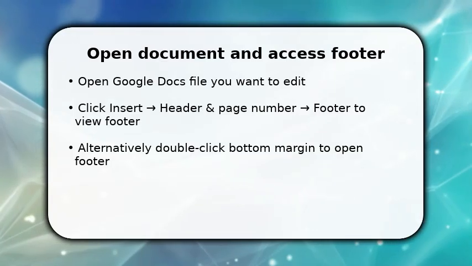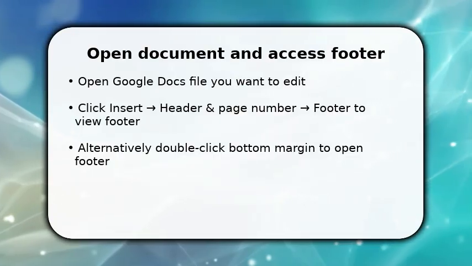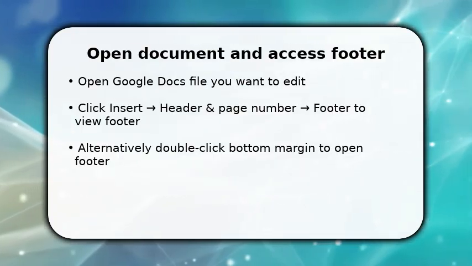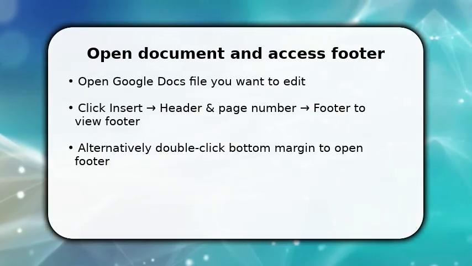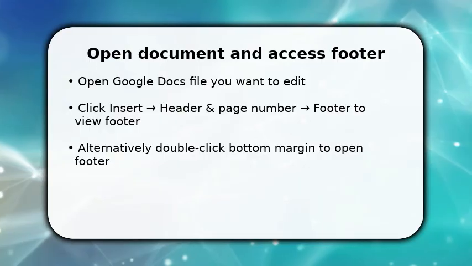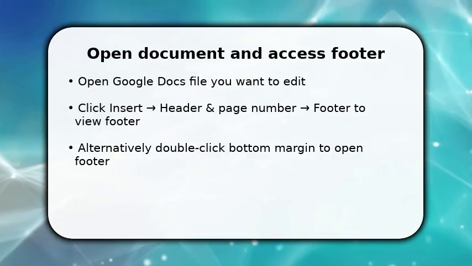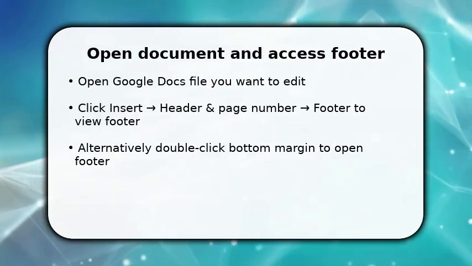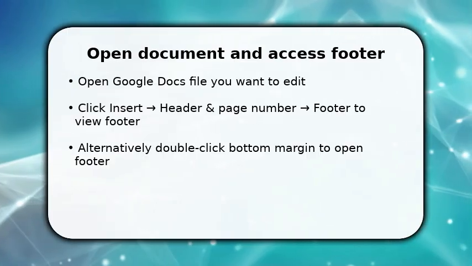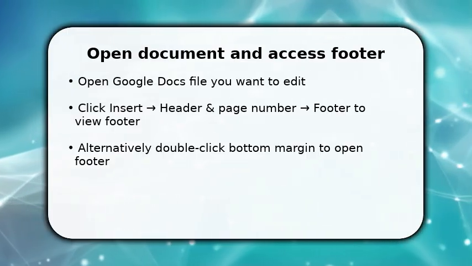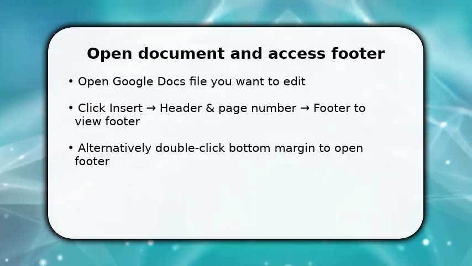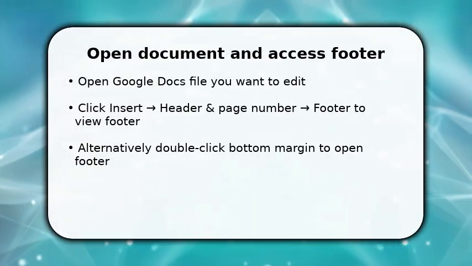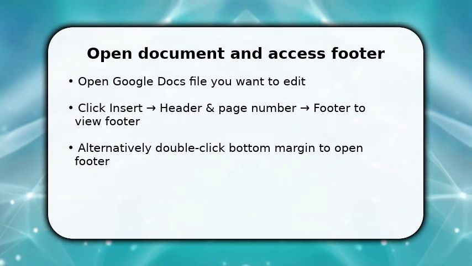You begin by opening the Google Docs file and getting straight to the footer. This is where edits happen. Click Insert, choose Header and Page Number, then Footer, or simply double-click the bottom margin to reveal the footer area. Once the footer is visible, scan for content, text, page numbers, or section breaks. Make sure you're viewing the correct section if the doc uses different headers and footers for sections. This first action prepares the document so you can remove the footer cleanly.